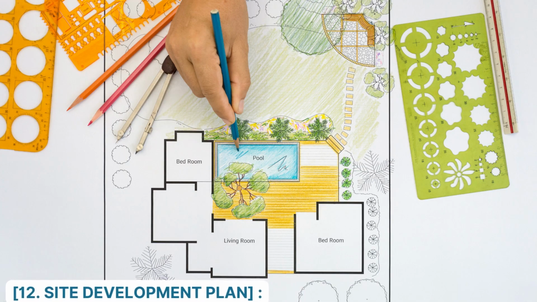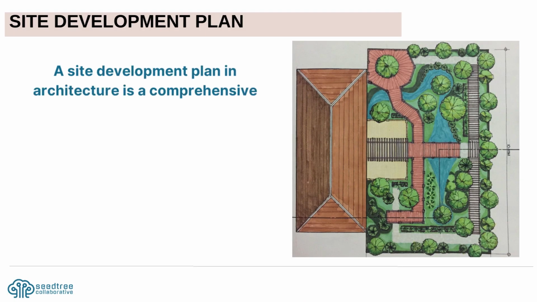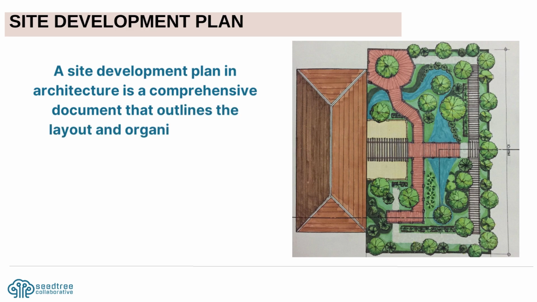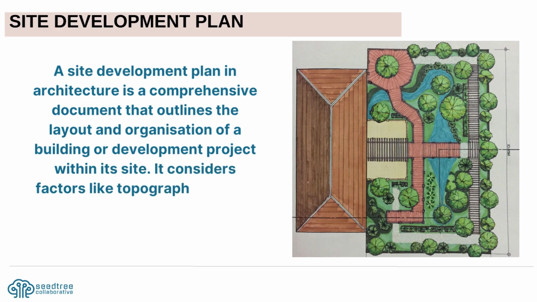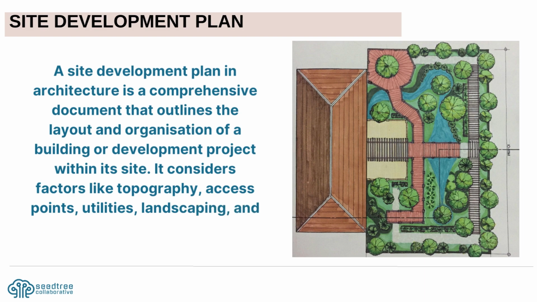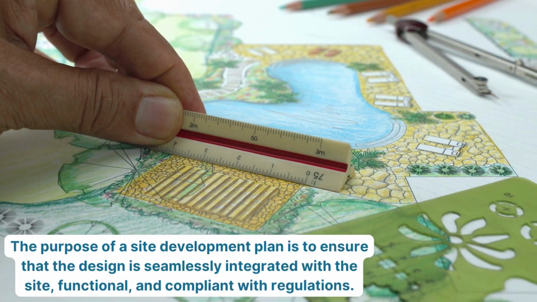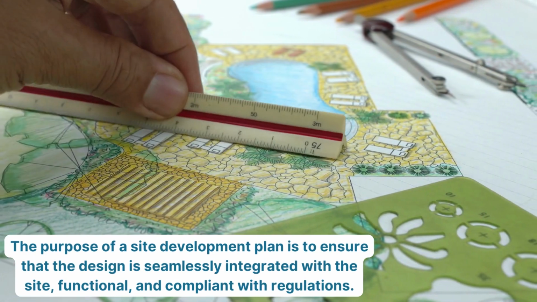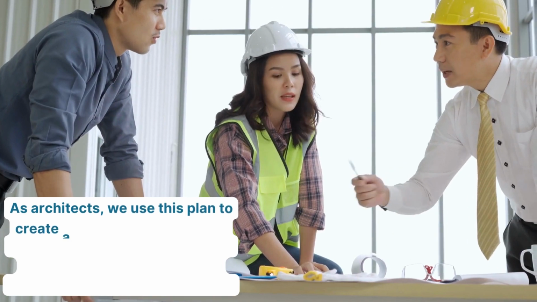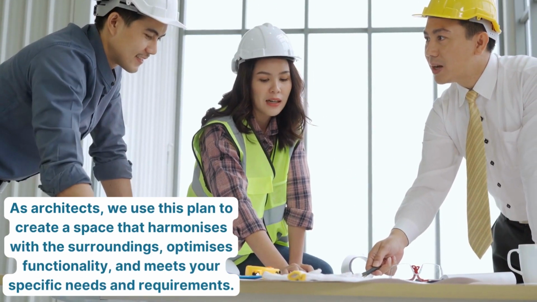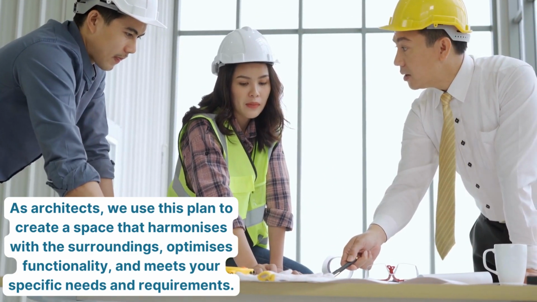Number 12. Site Development Plan. A site development plan in architecture is a comprehensive document that outlines the layout and organization of a building or development project within its site. It considers factors like topography, access points, utilities, landscaping, and environmental considerations. The purpose of a site development plan is to ensure that the design is seamlessly integrated with the site, functional, and compliant with regulations. As architects, we use this plan to create a space that harmonizes with the surroundings, optimizes functionality, and meets your specific needs and requirements.